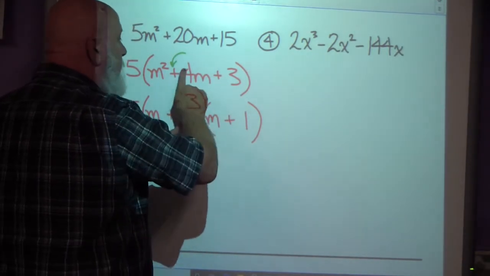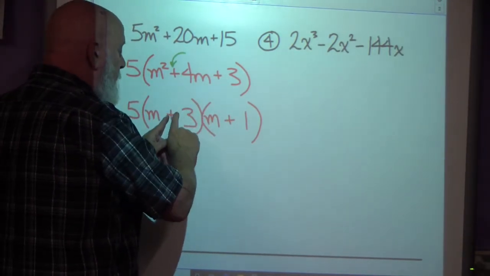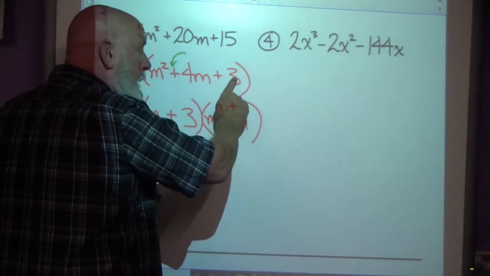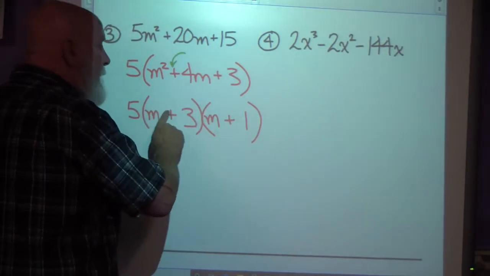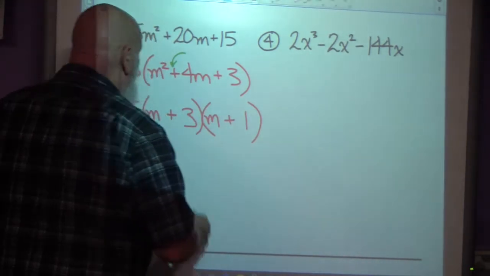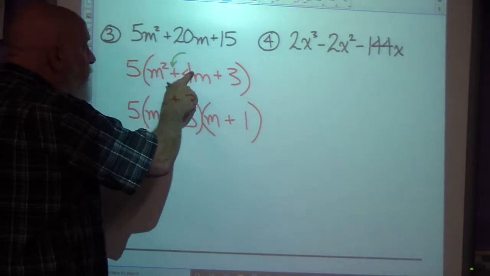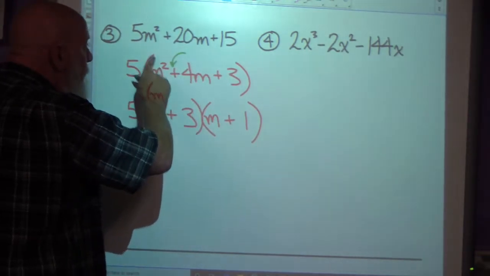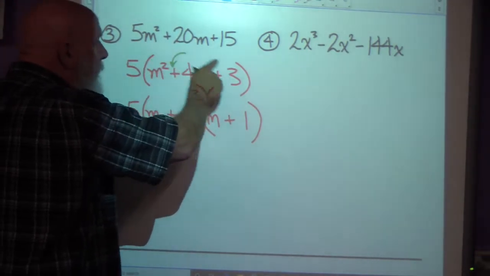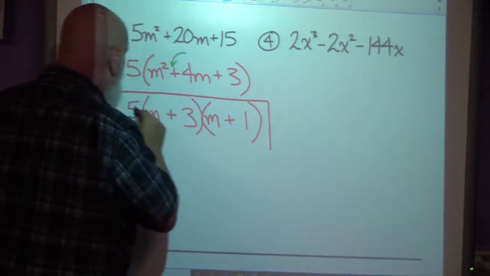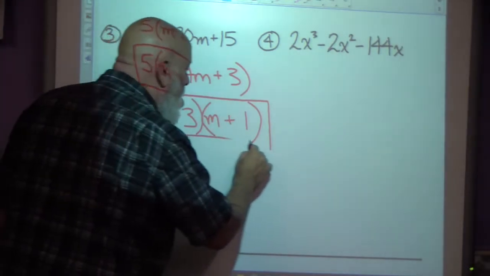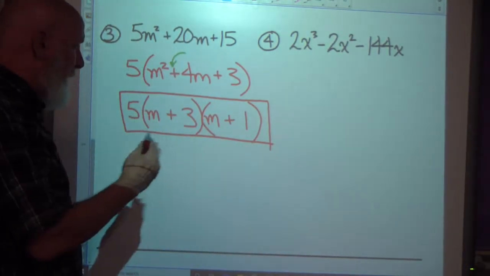Positive 3 plus 1 is positive 4. And then I do a check. Is positive 3 times positive 1 positive 3? Yes. And then 3 plus 1 is 4. Since it meets both of those criteria, and I've factored out the 5 correctly, I can check that by using the distributive property and making sure that I get what I started with. I've done a check on everything, so I can say that I have factored this quadratic trinomial completely.